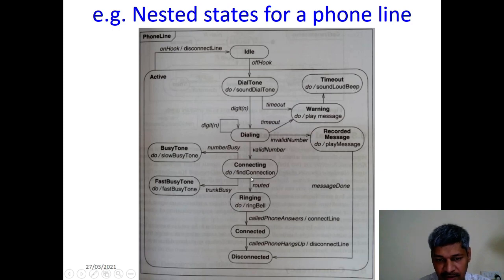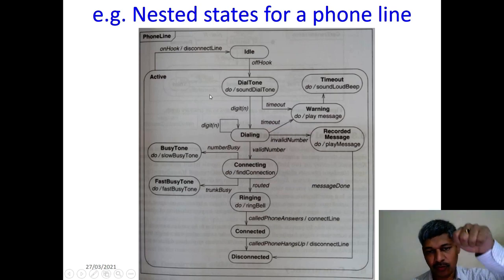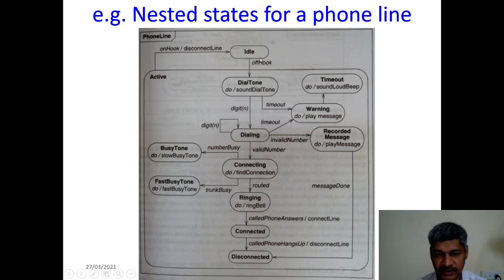Once you are in the connecting state, you will be ringing, so the do activity is ring the bell. The called phone answers, they're connected. The called phone hangs up, and then again we are disconnected. If you remember that state diagram we discussed, in any of these states, if we put the phone on hook, replacing the handset, it was directly going towards this idle state.